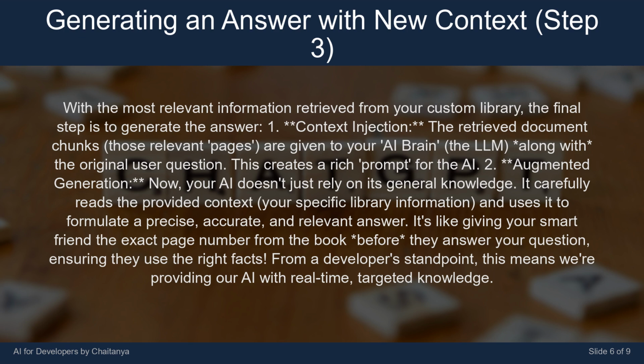2. Augmented generation. Now, your AI doesn't just rely on its general knowledge. It carefully reads the provided context, your specific library information, and uses it to formulate a precise, accurate, and relevant answer. It's like giving your smart friend the exact page number from the book before they answer your question, ensuring they use the right facts. From a developer's standpoint, this means we're providing our AI with real-time, targeted knowledge.